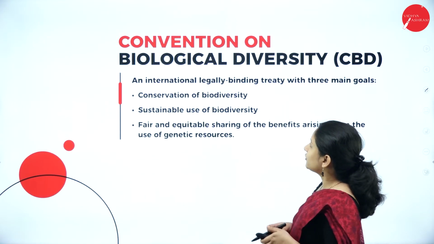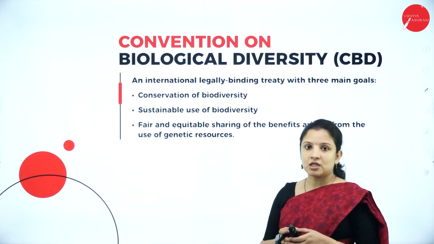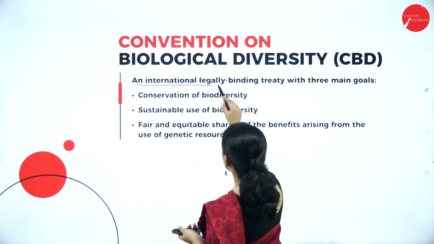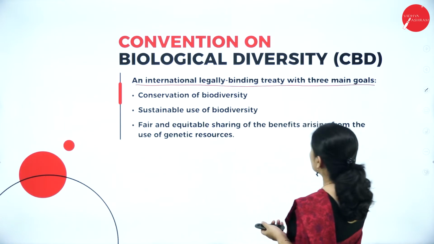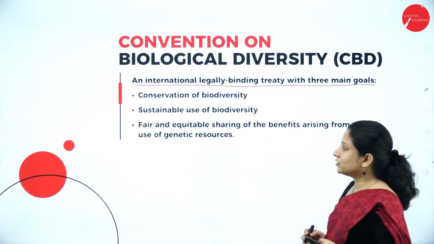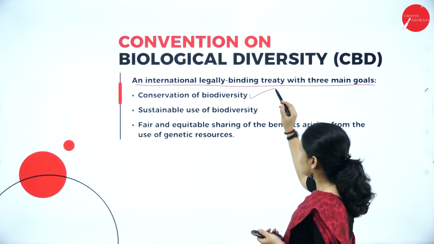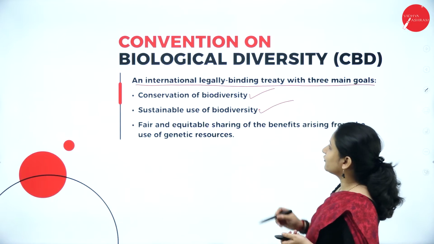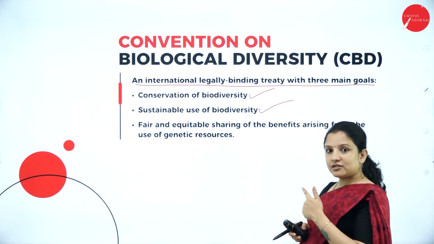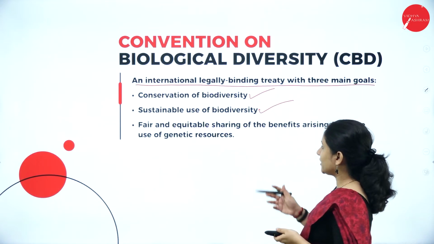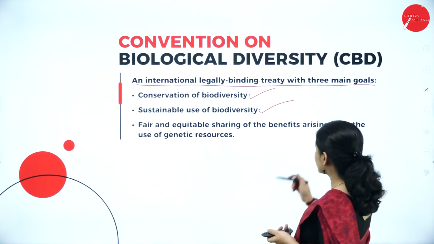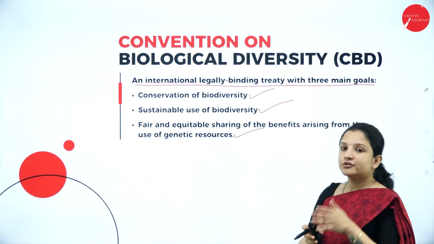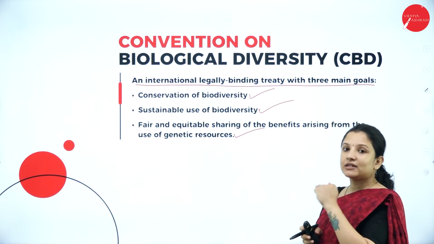Next is the Convention on Biological Diversity. The Convention on Biological Diversity is an international legally binding treaty which has 3 main goals. First goal is conservation of biodiversity. Second one is sustainable use of biodiversity. About all this we have studied in the previous sessions already. Next is fair and equitable sharing of the benefits arising from the use of genetic resources. So they actually maintain these 3 goals.